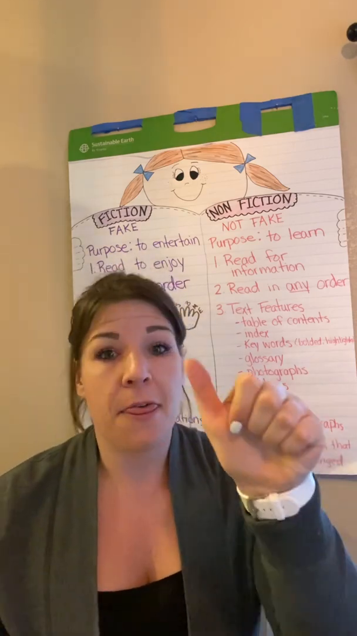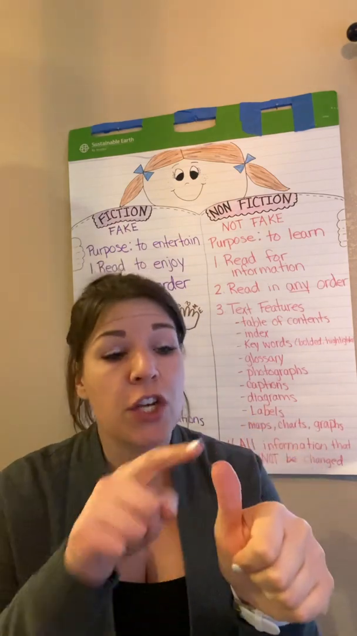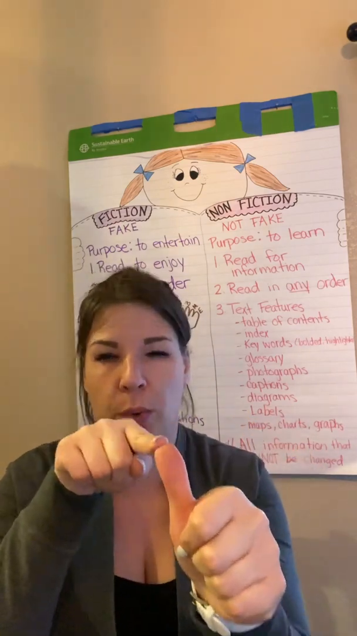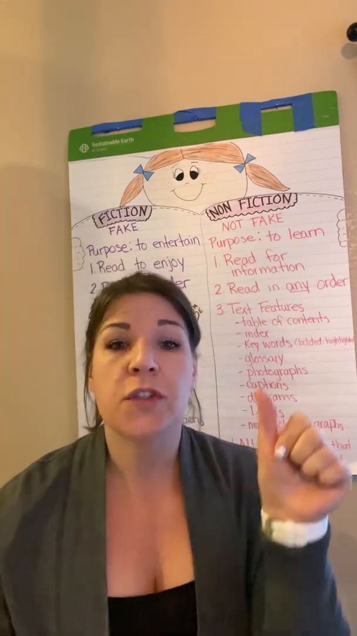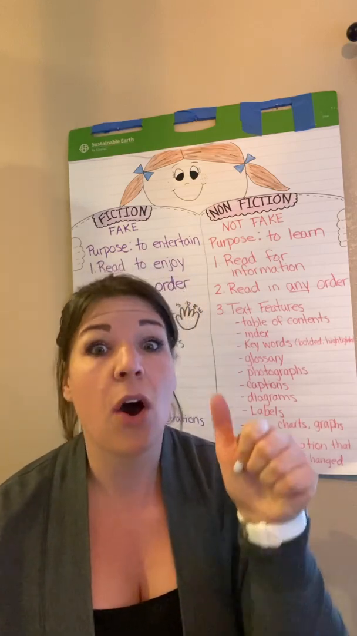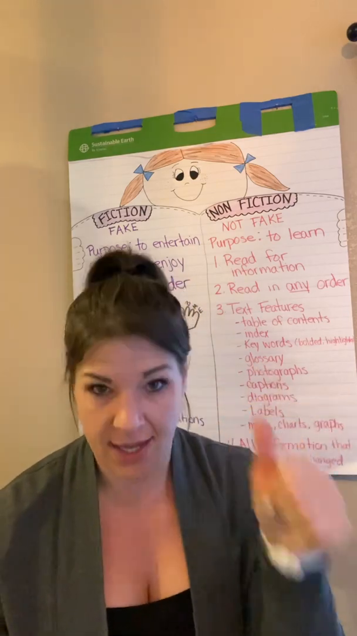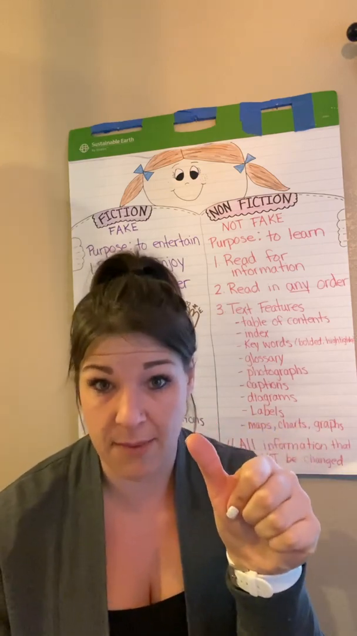So the thumb is our characters. So we are going to do the who, the people, the animals in the story. They go on the thumb. So when we're reading this book, I want you to think, as I'm reading, oh, that's a character. Every time I read about a new person or animal in the book.